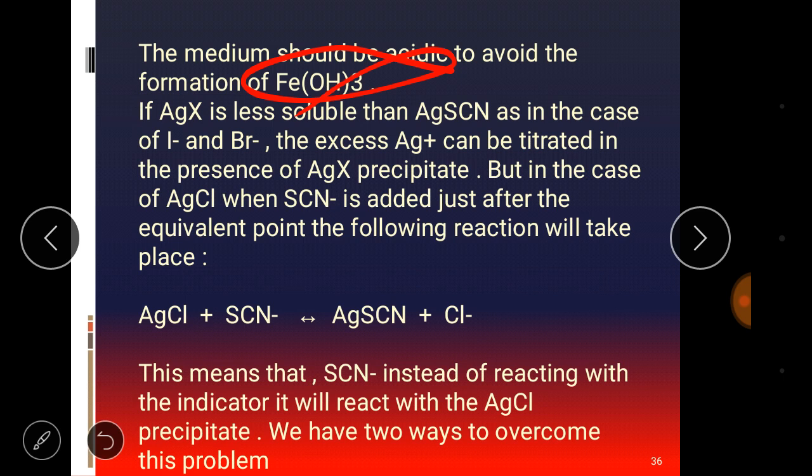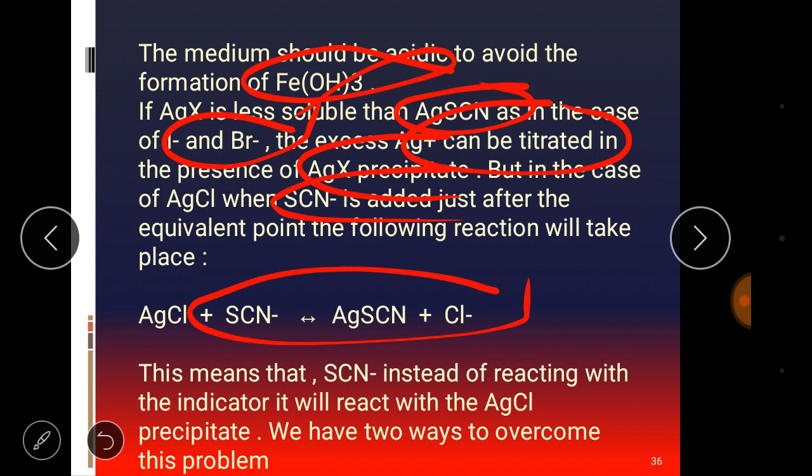Okay, so this is an important point we need to note down. If silver halide is less soluble than silver thiocyanate, as in the case of I minus and Br minus ions, the excess Ag plus can be titrated in the presence of silver halide precipitate. But in the case of silver chloride, when thiocyanate ion is added just after the equivalence point, the following reaction will take place. This means that SCN minus, instead of reacting with the indicator, will react with the silver chloride precipitate.